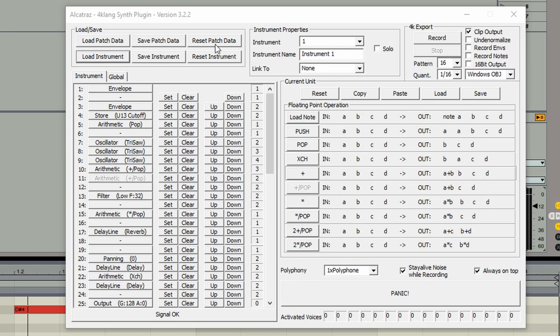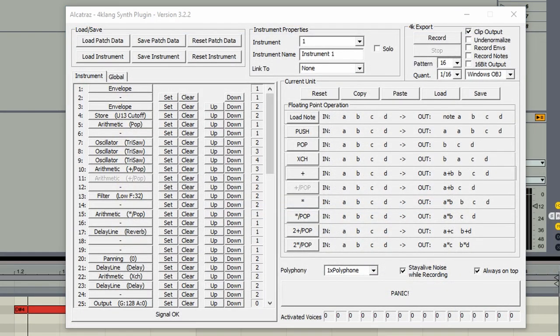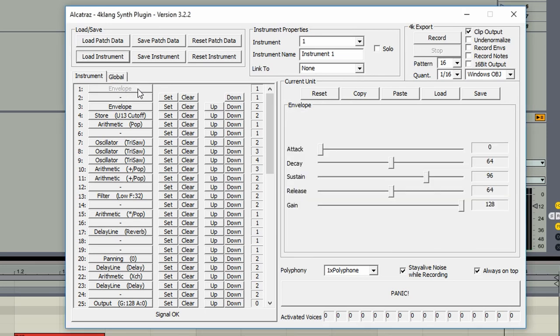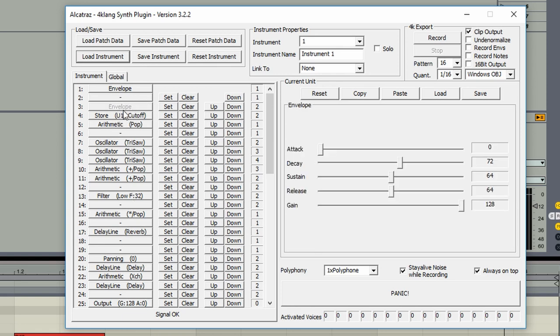Okay, so I'm looking through some of the standard instruments that came with the software, and I'm looking at this saw bass, which should probably be more at a bass frequency. So let's see how they built this up, right? They start with an envelope, and then nothing, which I guess is meant to sort of, well, keep it clean, basically. So then they have this envelope, right?